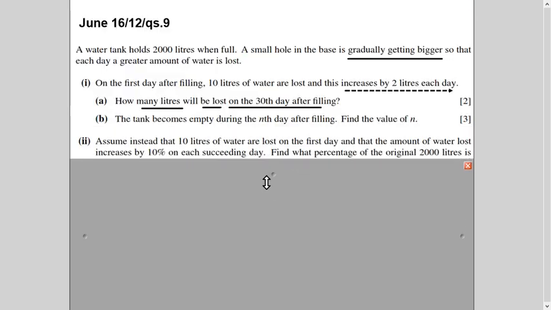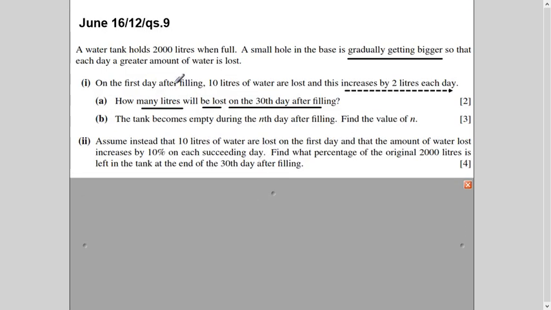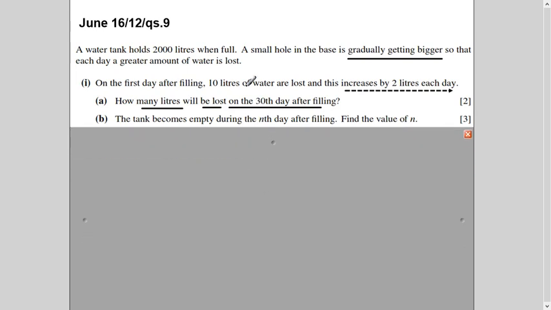So let's begin with the question. This question has two parts. So we will solve first part first. So let's focus on this part only.